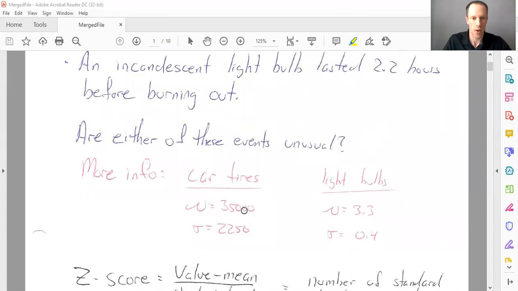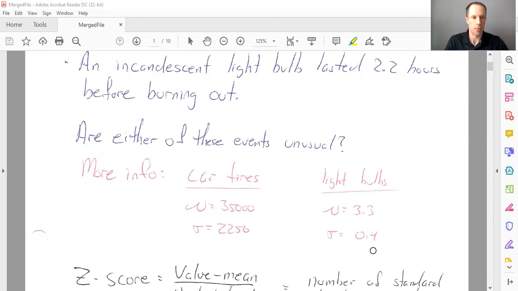So let me tell you that on average, car tires last 35,000 miles. Whatever this particular brand and model is, the average for all those tires is 35,000 miles, and the standard deviation is 2,250 miles. For this particular kind of light bulb, the average number of hours that it can burn is 3.3, and the standard deviation is 0.4.